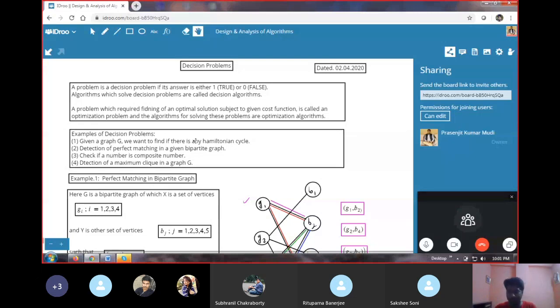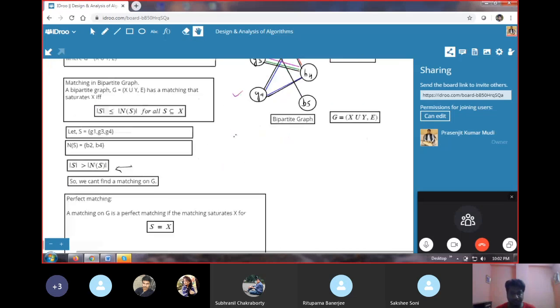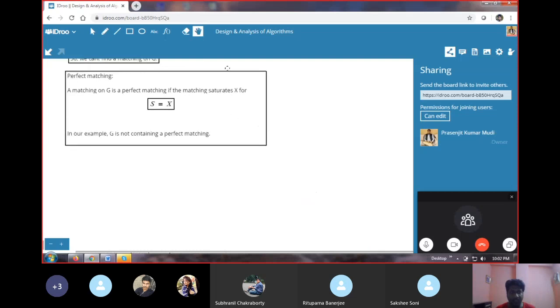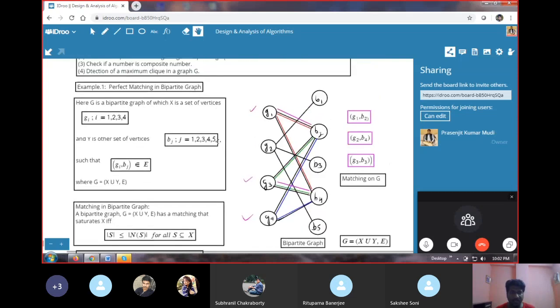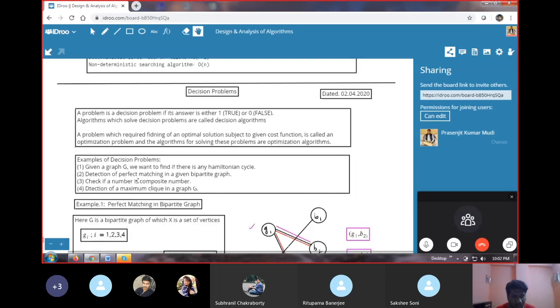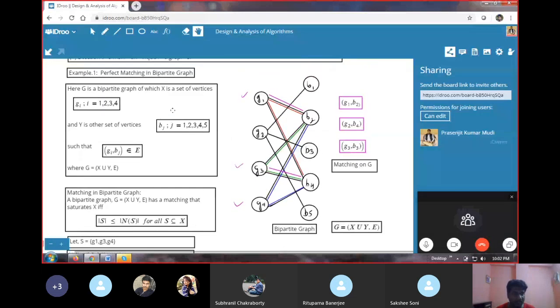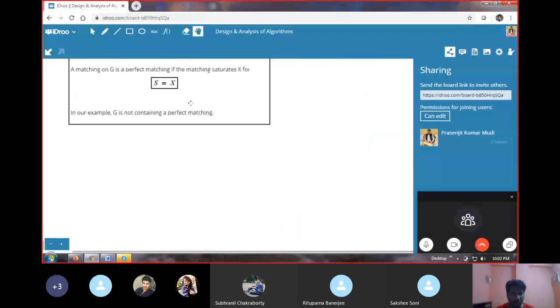So now coming to satisfiability. Okay, let me talk about another problem. It is related to graph. Another non-graph problem we have: check if a number is composite or not. So let me tackle that problem. It's example 2.